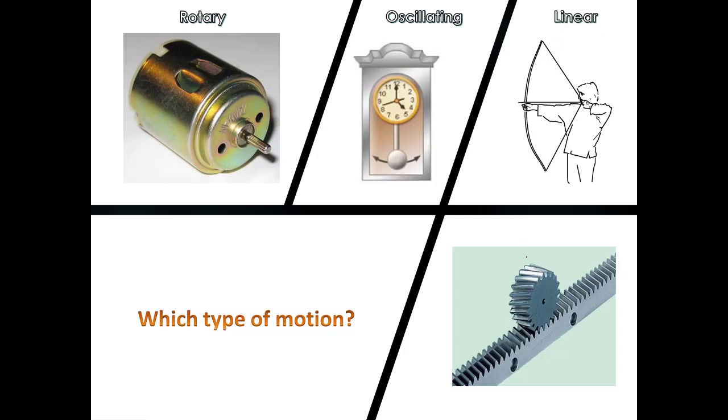And then finally, the rack and pinion we have here, which we'll come back to later. As this wheel turns in circular motion or rotary motion, this moves left and right, which means the rack, the straight bar, is showing reciprocating motion.